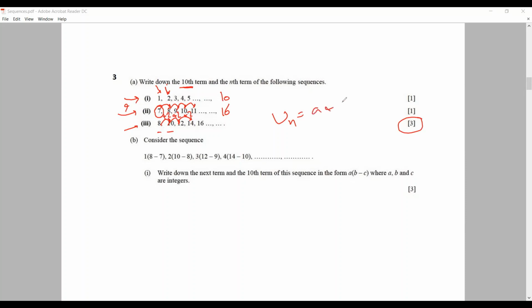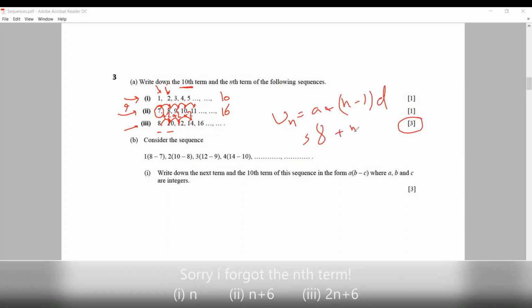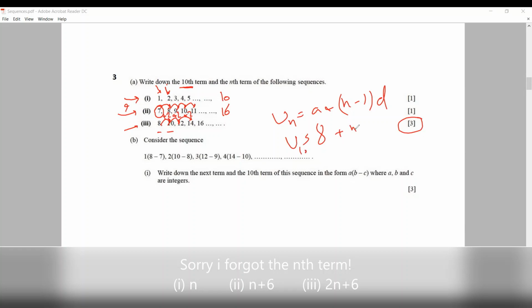The formula is a plus n minus 1 times d. A is 8, d is positive 2, and we're looking for the 10th term. So that would be 10 minus 1, and then times 2, which is 8 plus 18, the one that I just told you earlier, right? So I was trying to do it mentally, but this is how you obtain 26. A is 8, d is positive 2, and n is 10 in this case.